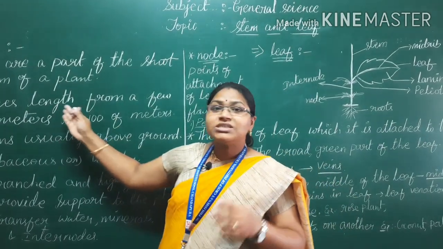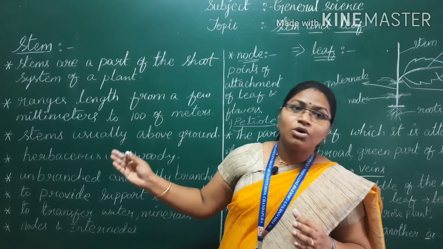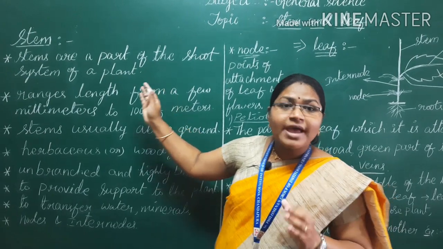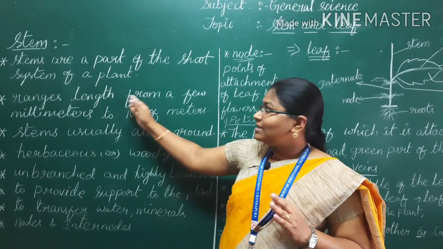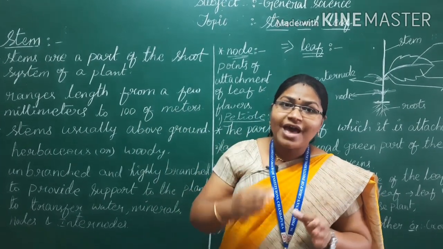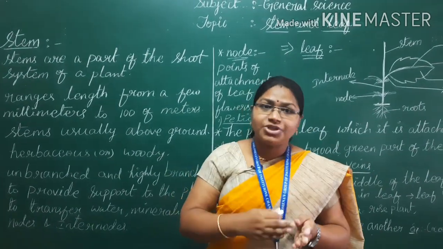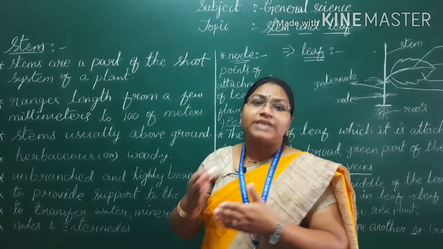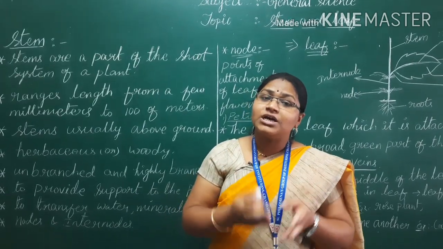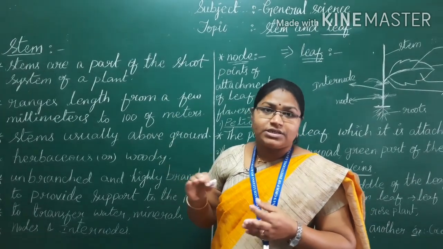Stems may range in length from a few millimeters to hundreds of meters, and they also vary in diameter, meaning width. So lengthwise and widthwise, stems are different from each other based on the plant, such as herbs, shrubs, trees. In shrubs, herbs and trees, the size of the stem lengthwise and widthwise is different, not the same.